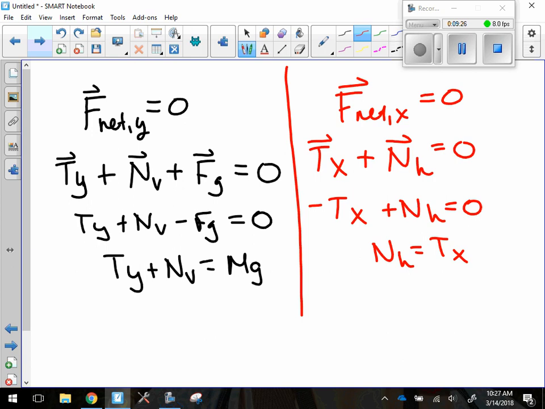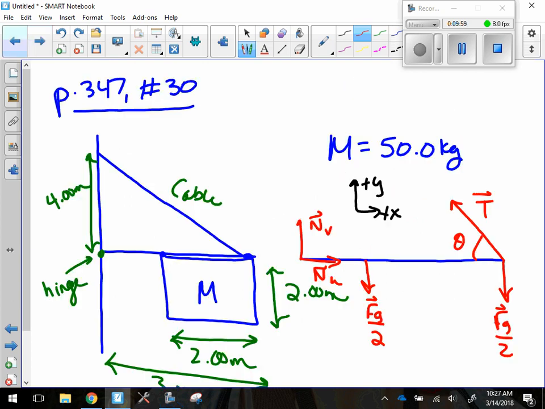So how many unknowns do I have here? Really? No, we do not have tension. I want a number. How many unknowns do I really have? 3. What are they? Tension, NV, and NH. Because I know that Tx and Ty, I probably can express those in terms of the tension. You don't, but look at your picture.